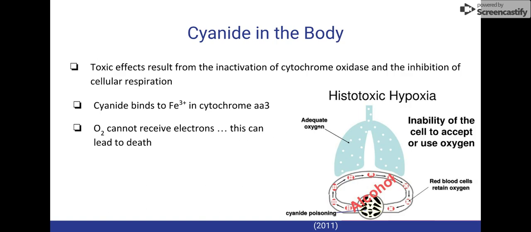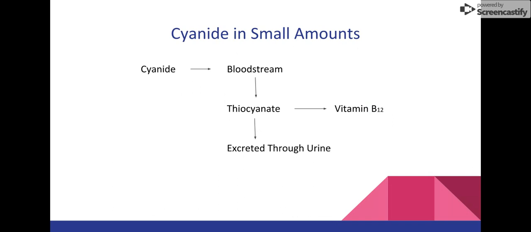The toxic effects of cyanide result from inactivation of cytochrome oxidase and inhibition of cellular respiration, and consequent histotoxic anoxia, the inability of tissues to use oxygen delivered. Cyanide binds to Fe3+ in cytochrome a3. As a result, O2 cannot receive electrons. Therefore, respiration is inhibited, energy production is halted, and cell death occurs rapidly.